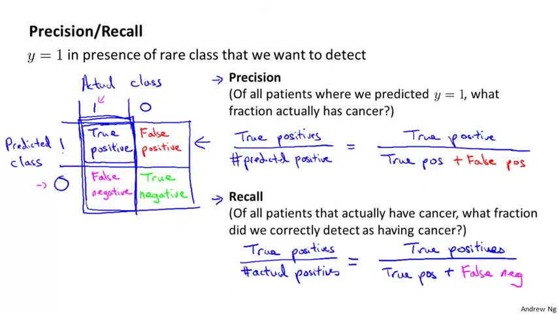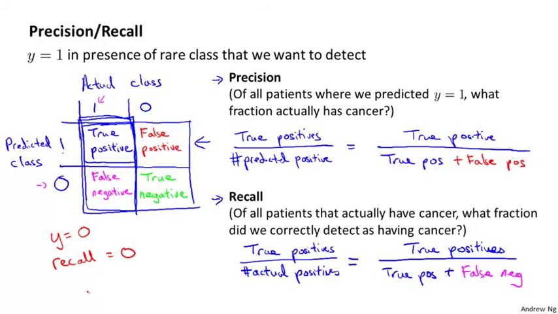By computing precision and recall, this will usually give us a better sense of how well our classifier is doing. In particular, if we have a learning algorithm that predicts y equals 0 all the time, if it predicts no one has cancer, then this classifier will have a recall equal to 0 because there won't be any true positives. That's a quick way for us to recognize that a classifier that predicts y equals 0 all the time just isn't a very good classifier.